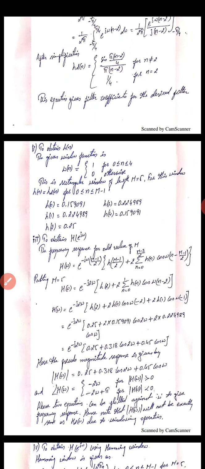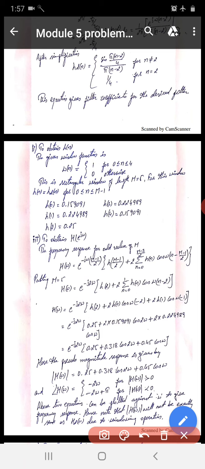Next we have to find the h of n value. In this case, they gave the window function in the problem itself, so we are taking that as it is. Then the length, I already told, M is going to be taken as 5. Just put the values of HD of n from 0 to 4: 0, 1, 2, 3, 4. HD of 0, if you substitute, you will get 0.159091.